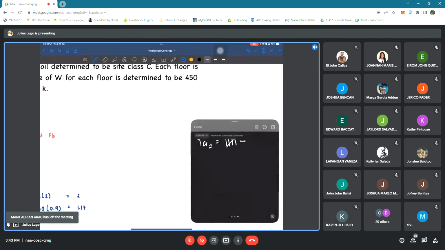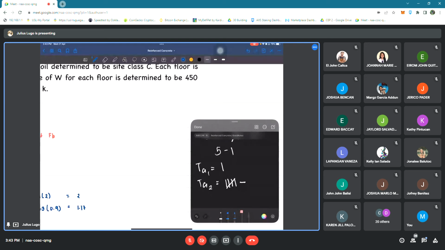Malagay ko dito that our fundamental period is equal to 0.6 seconds. Okay. So next step.